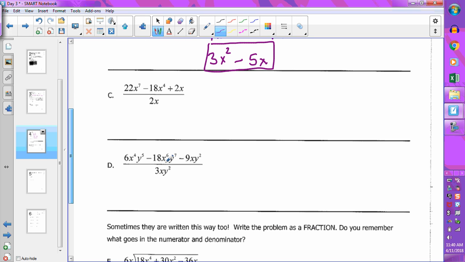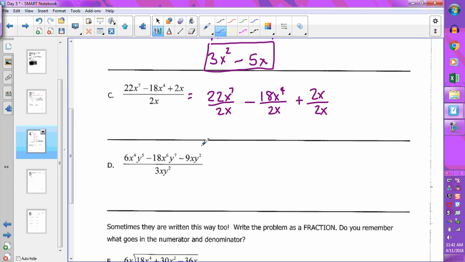So now we're moving on to C. We're going to do the same exact thing. We're going to break these up into 3. Now remember, look here, we have a minus and a plus sign. Please make sure that you're paying attention to your sign. So we're going to start by saying 22x to the 7th degree over 2x, minus 18x to the 4th degree over 2x, plus 2x over 2x.